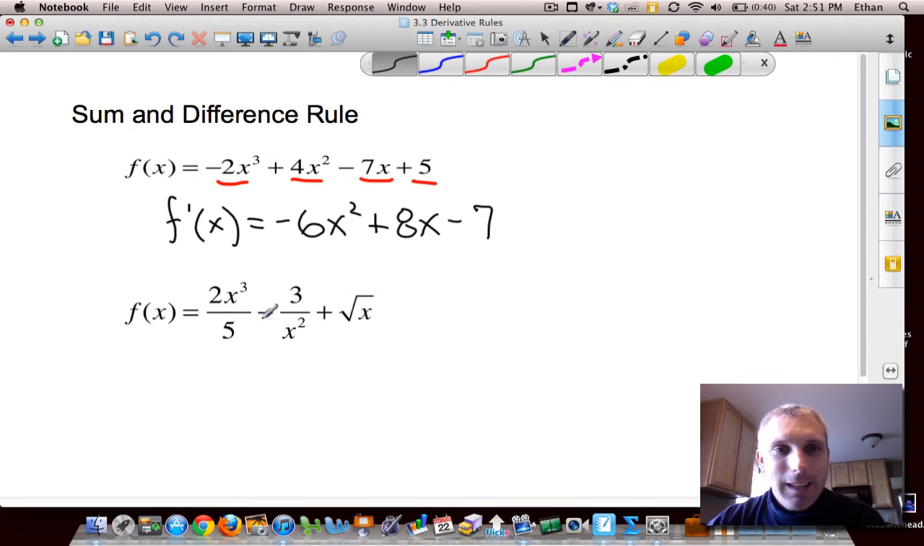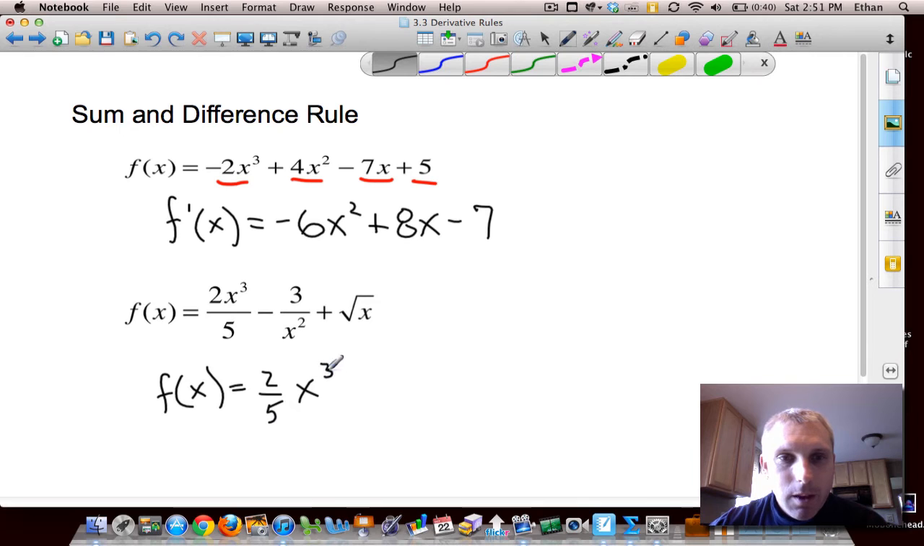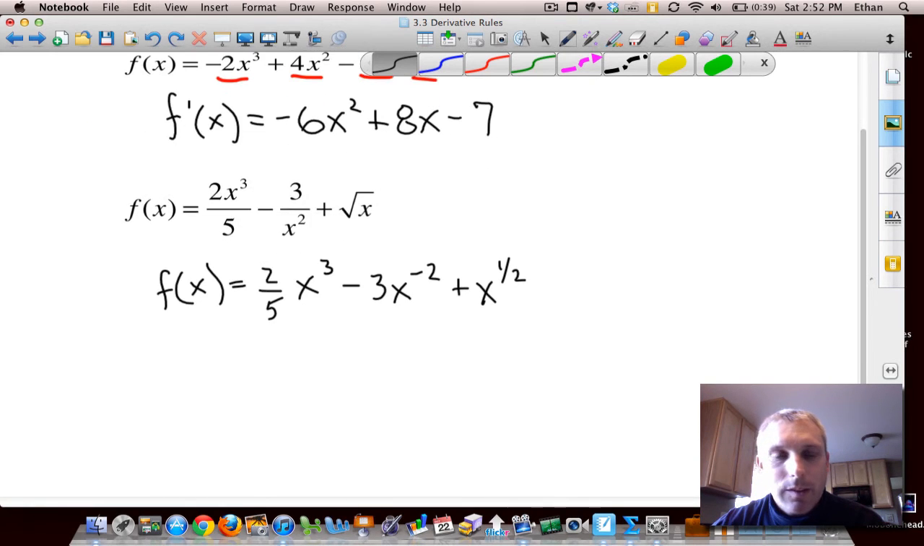This one here is going to be a little bit trickier. So I'm actually going to rewrite this thing first, because I got some weird stuff going on. First, I'm going to pull this 2/5 out front. Second, I'm going to rewrite this x squared on the bottom as 3x to the negative 2. And I'm going to rewrite this radical as an exponent to the 1/2. And now what I'm going to do is I'm going to move this down.